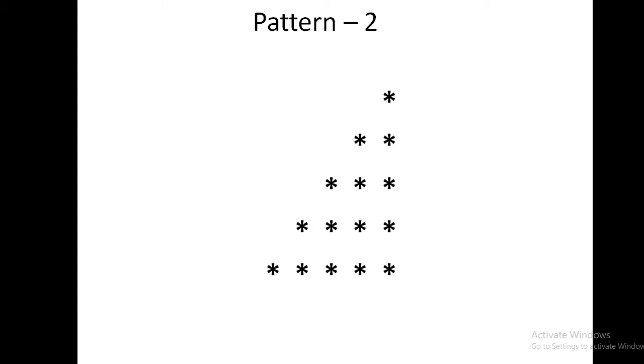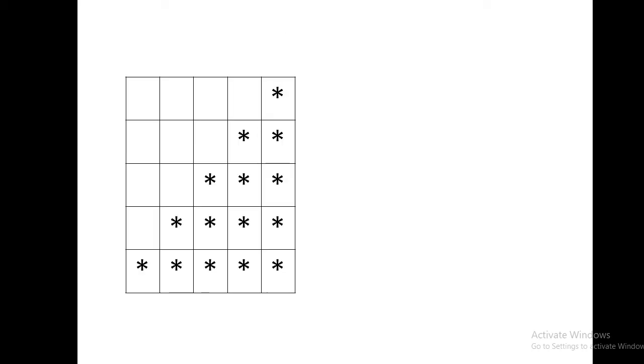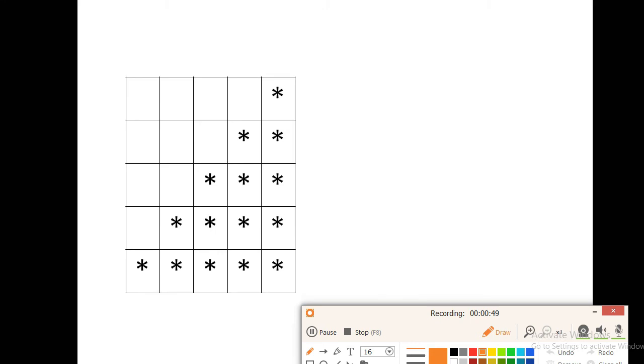into rows and columns like this. If you observe, why can we divide it into rows and columns? If I divide it into rows and columns, we will understand easily where that position of the pattern should be printed. So here we will be using two variables, like i comma j.